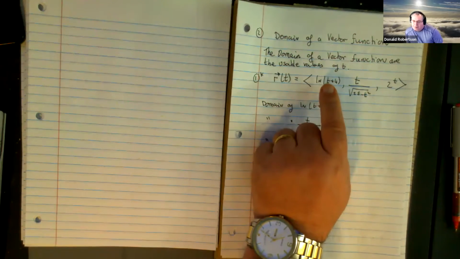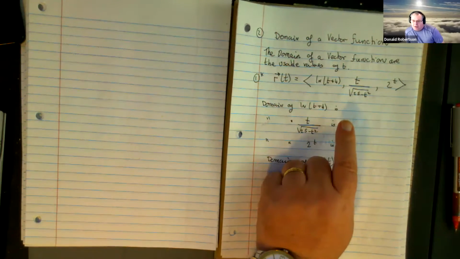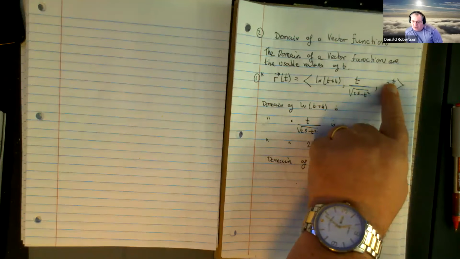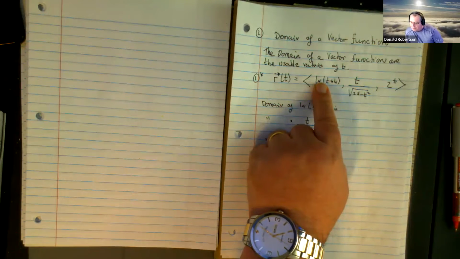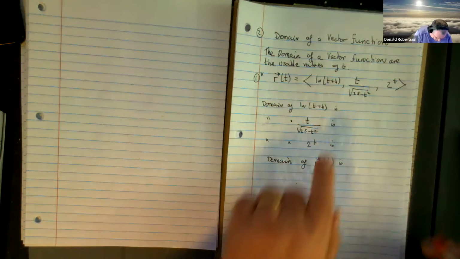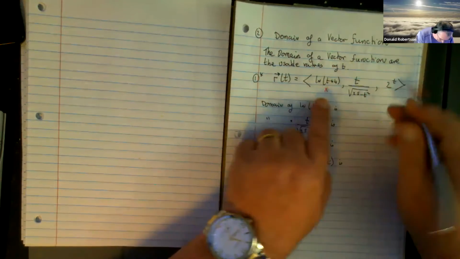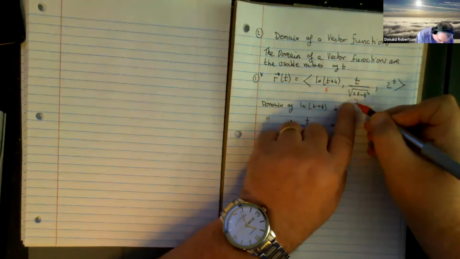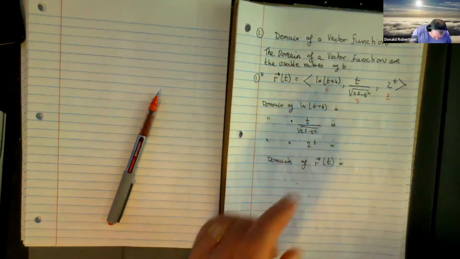Now, it has to be a value of t that works for all 3. It's no good that I can plug in a number and it works for this guy and it works for this guy, but this doesn't, right? That wouldn't be included in the domain, right? It has to work for all 3. So the way that you calculate the domain is you take the x component, that's what this guy's called. You take the y component, that's what this guy's called, and you take the z component, and you find out what the domain is of each of these in terms of t.